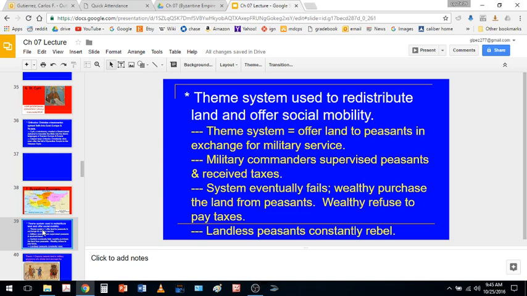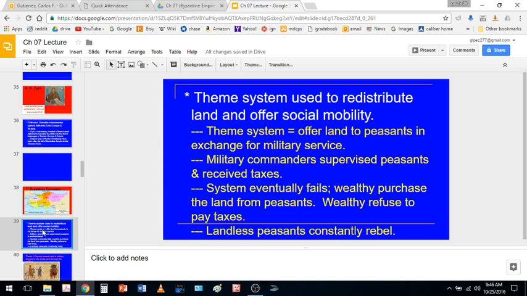So one of the things they did is they offered peasants the land if they served in the military, and then they gave these territories to generals to oversee. So a military commander would supervise the peasants underneath him, receive taxes from the peasants, and pay taxes as a tax collector. So by creating this theme system, the peasants have a chance to become landowners, which is always a boost in their social status and wealth, and it also increased the size of their military, which allowed them to defend against invaders.